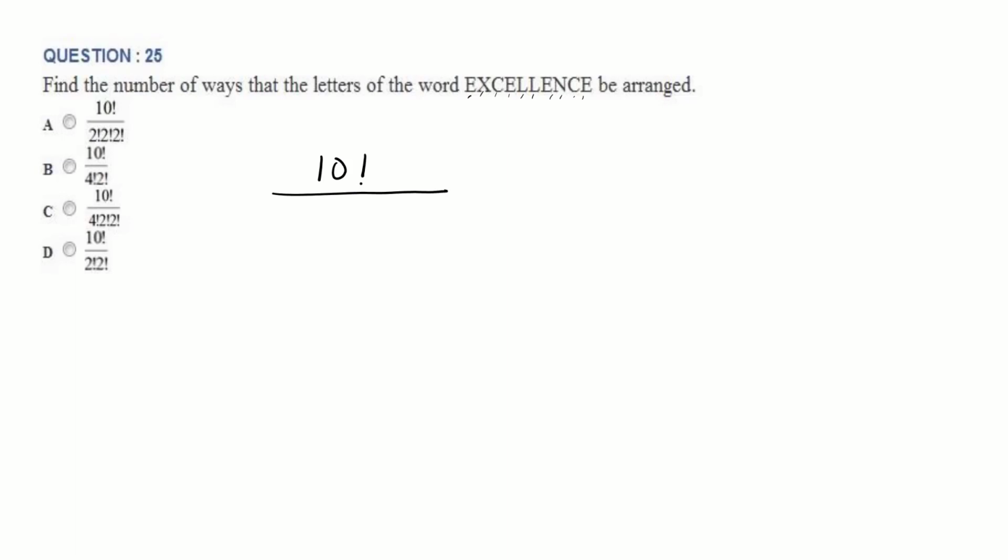the number of ways each of the repeated letters is repeated. So let's check E. E is repeated how many times? 1, 2, 3, 4. So divide by 4 factorial. X is not repeated. C is repeated 2 times, 2 factorial. L is repeated 2 times also, 2 factorial. And N is not repeated. So this is 10 factorial over 4 factorial, 2 factorial, 2 factorial. And that is option C.